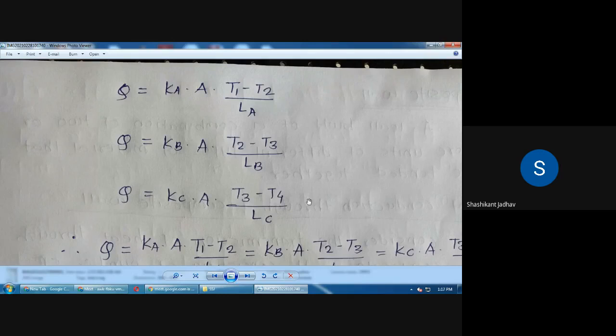So Q is equal to what? Kc into A. Kc is nothing but thermal conductivity of the section C, then area into what is the temperature range for the layer C, that is T3 minus T4 divided by LC.